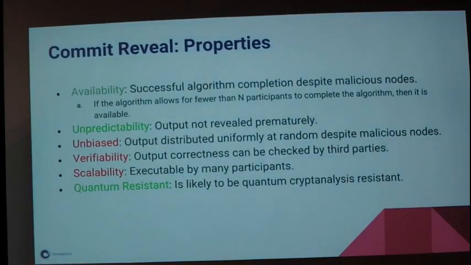So it's available, assuming that you proceed with the algorithm, even if some people who've committed don't reveal. And it is unpredictable. So you can't actually predict the output, but you can influence it halfway through. So it's unpredictable but not unbiased. But it is quantum resistant.